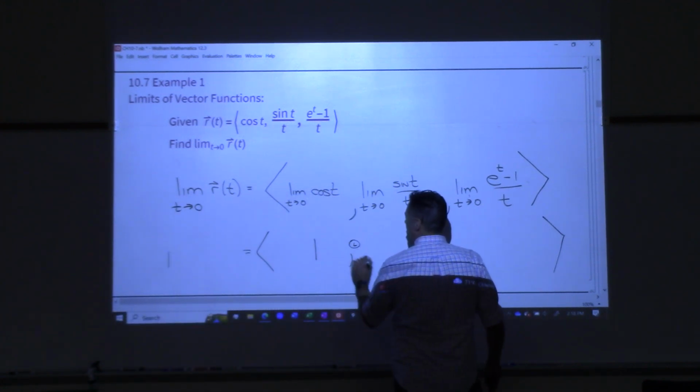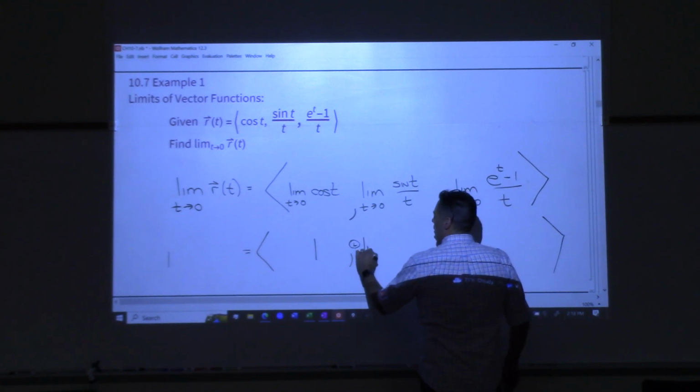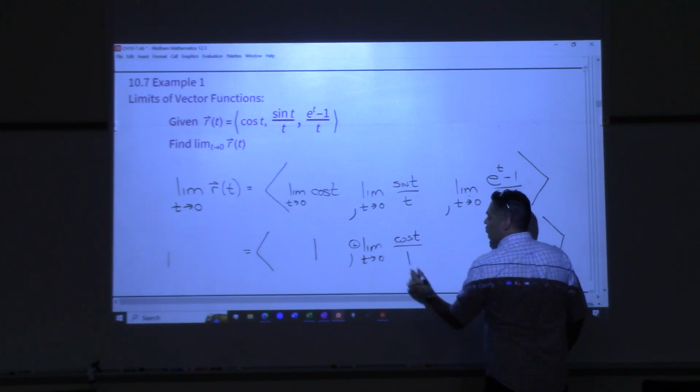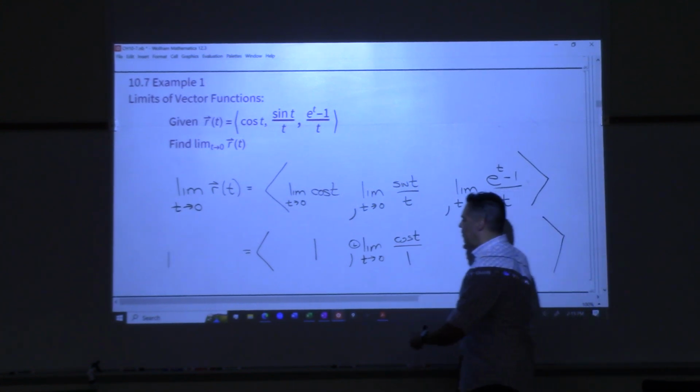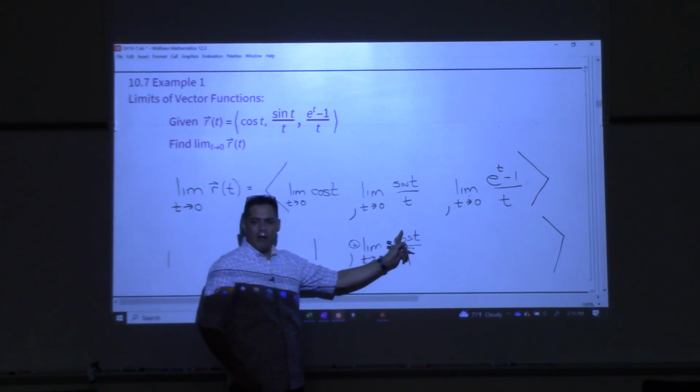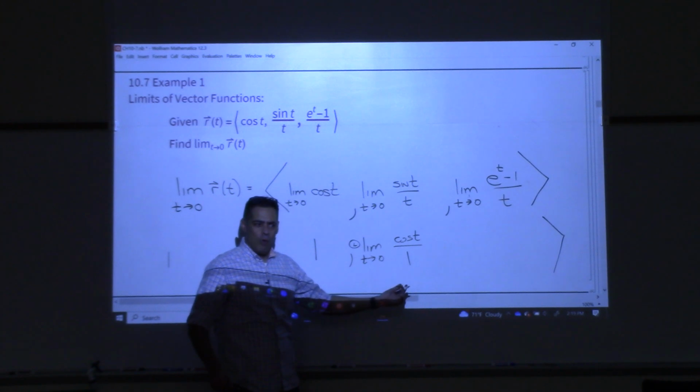I'm even going to state it here. I'm using L'Hopital. Limit t goes to 0. I take derivative of the top, which is cosine t, derivative of the bottom, which is 1. Let's go ahead and just finish that out. Now if I let t go to 0, cosine of 0 is 1. 1 over 1 is 1. And you just get 1.